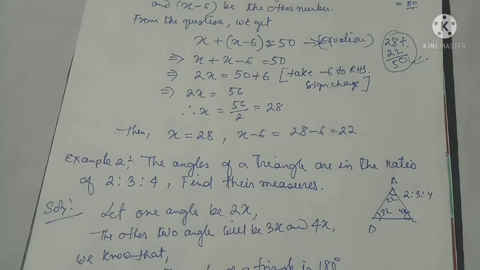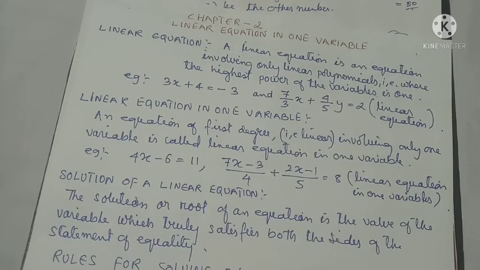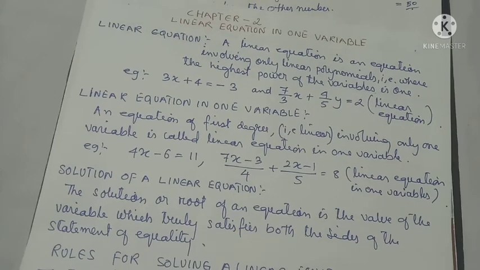Understand? So dear students, today we have started lesson number 2, that is linear equation in one variable, and we have completed one part of this chapter. So in the next week we will start the second part, and we will try to conclude this chapter in 3 parts. Okay, this is the first part, and in the next week we may conclude the second part, and the week after we can conclude the third part.